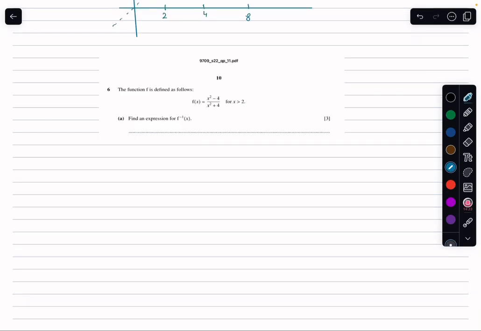The next question is chosen from Summer 22, Paper 1, Variant 1, and this is question number 6. Now, this question says that your f x is a reciprocal function. It is x squared minus 4 over x squared plus 4, and it is defined for the domain values x greater than 2. So we need to find the inverse function here.